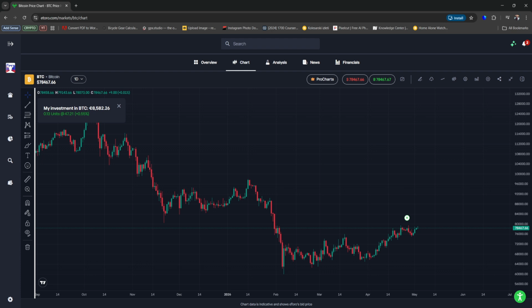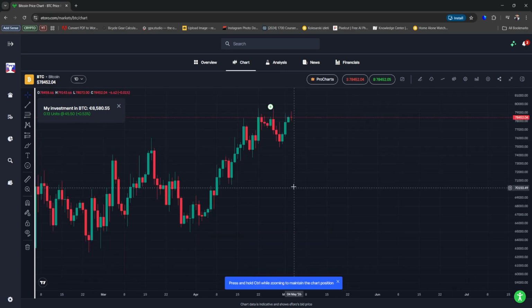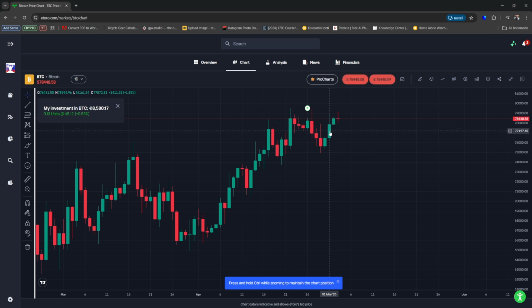All right, now each candle represents a specific time frame. The body, let me zoom in, this thick part of the candle shows the difference between the open and close prices. So the green is the bullish one, the price closed higher than it opened, and the red one is where the price closed lower than it opened.